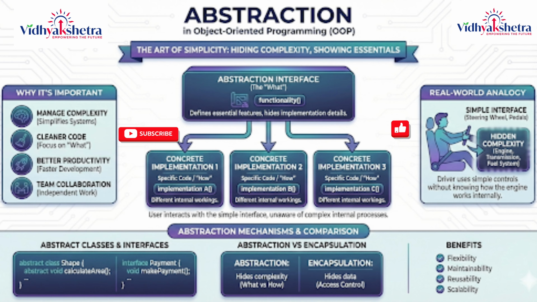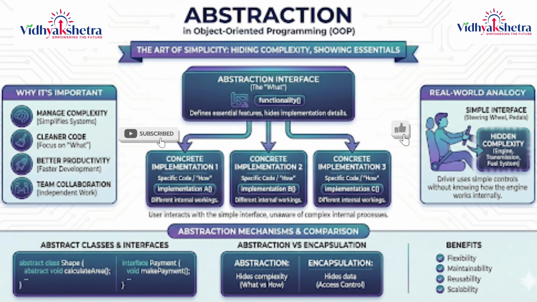In modern programming, abstraction is essential. Frameworks, libraries, and APIs are built on abstraction to provide flexibility and scalability. Without abstraction, software would be tightly coupled, difficult to modify, and hard to maintain. Understanding abstraction is crucial for writing professional quality code.